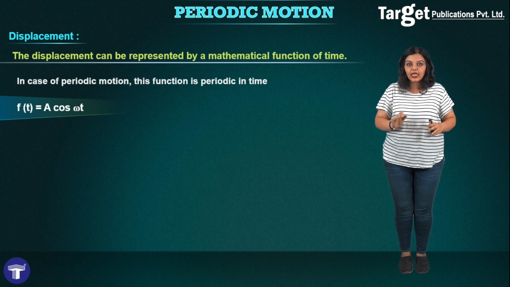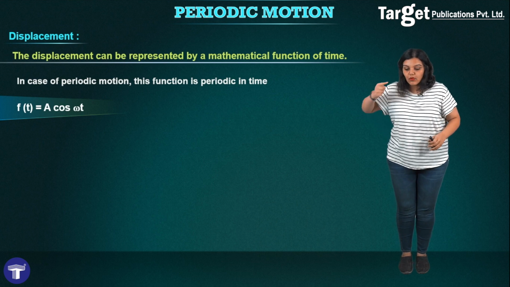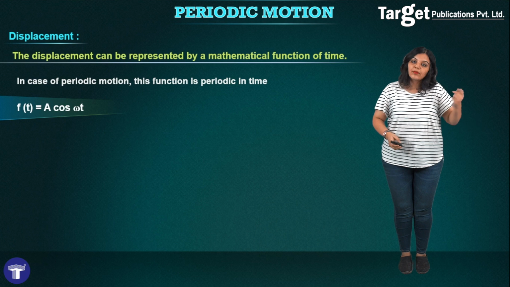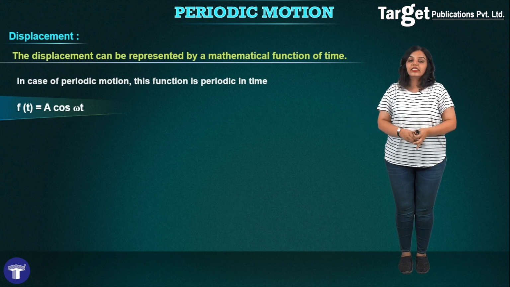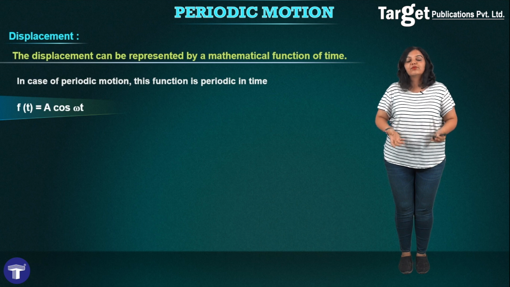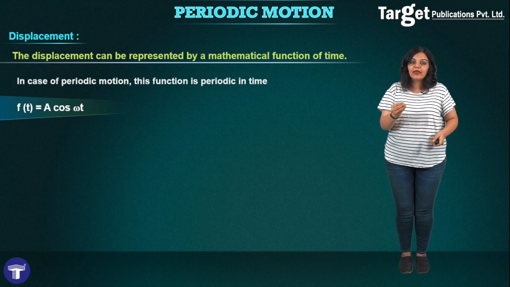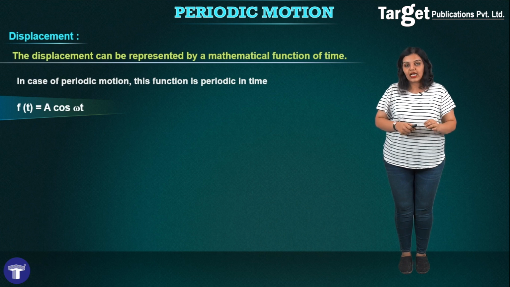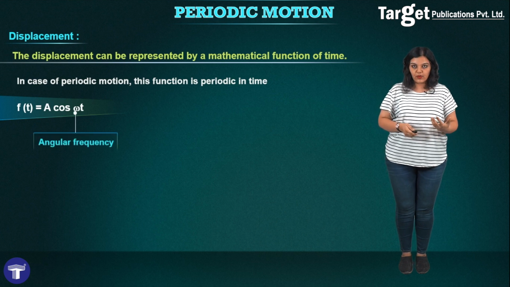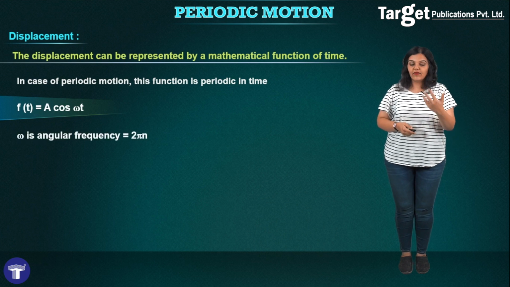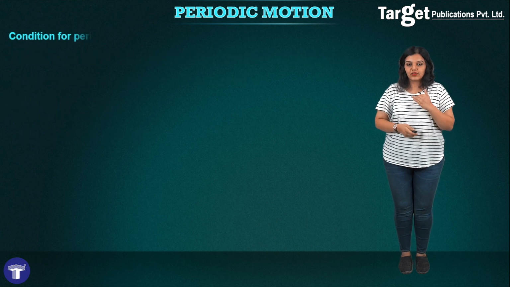This sounds fancy, but let's think about it. The motion is periodic, which means the motion is repeating. So to describe a repeating motion, I need a function that also repeats. For periodic motion, you need a periodic function, and one of the most famous periodic functions is the cos function. Therefore we use the cos function to describe displacement, and displacement is given by f(t) = A cos ωt, where ω is the angular frequency, equal to 2πn, or 2π/T, as we have already seen before. So ω is the angular frequency, and I can describe displacement using a cos function.